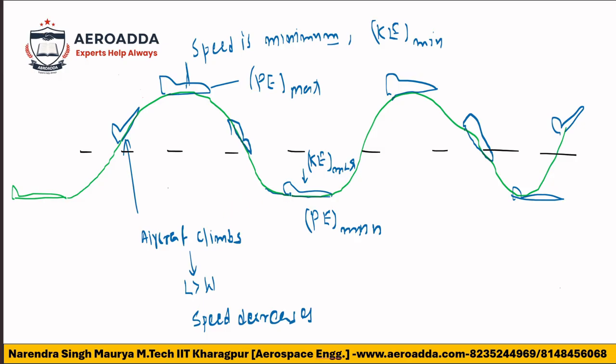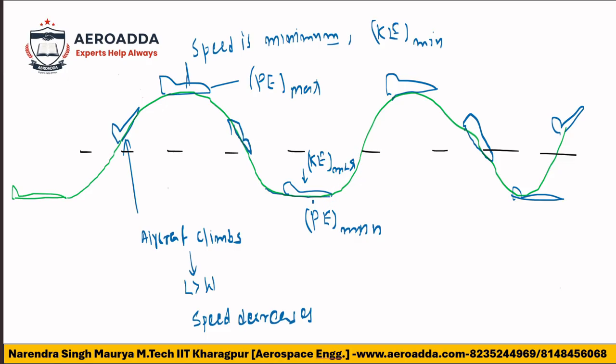I hope you understood. At this point, increasing speed gives a plane enough lift to pull its nose up. That is the pull-up condition, and enough kinetic energy is required here, so speed will be increasing ahead.